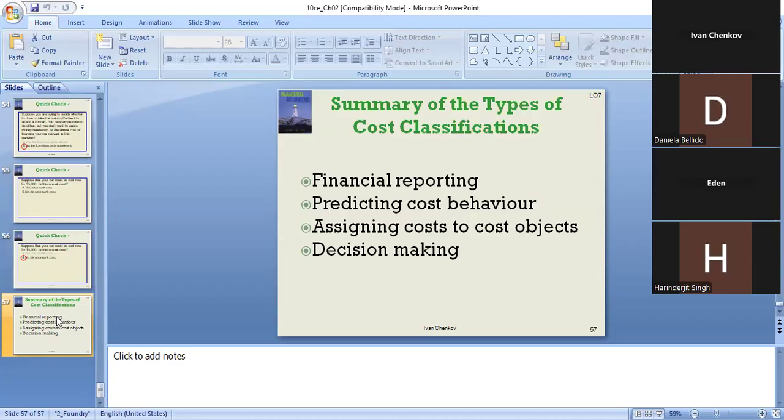So briefly, cost types. For financial reporting purposes, we have product cost and period cost. Product cost stays on the inventory side until it's sold. For predicting cost behavior, which we're going to talk more about in a few minutes, we have variable and fixed cost. For assigning cost to an object, we have direct cost and indirect cost. And the last classification, for decision making, we have differential cost, opportunity cost, and sunk costs. Okay, that was chapter 2.